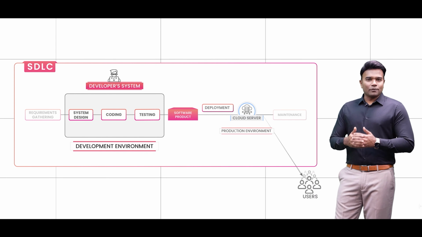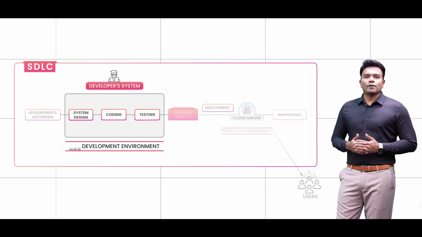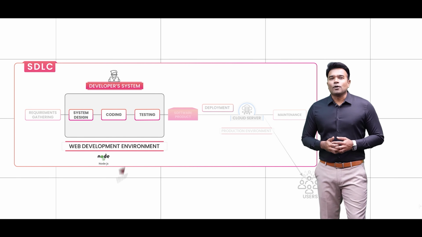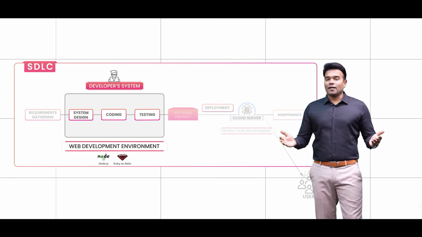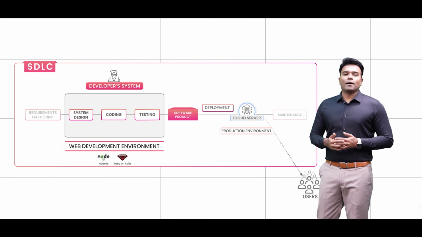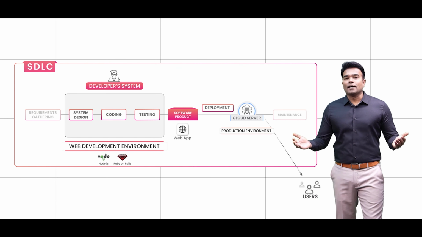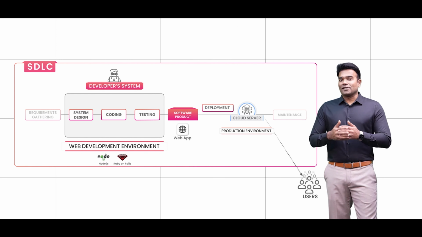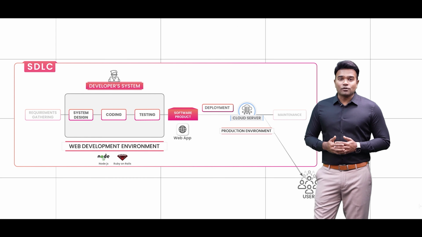Assume that the developer has made use of a web development environment such as Node.js or Ruby on Rails and has actually created a website. Now, a website happens to be a web application, which means that if this website really has to be accessible and used by millions of users, then if that website is present only on the local system of the developer, it is obviously of no use.